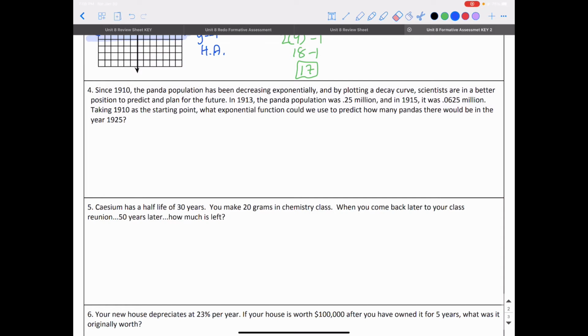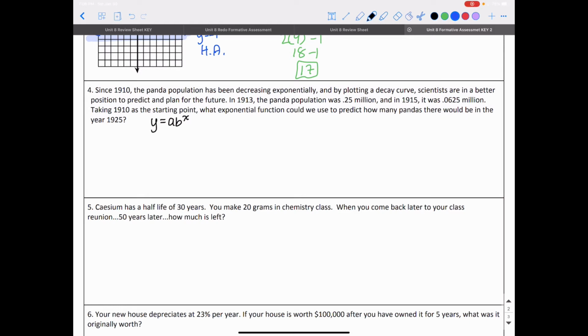I don't actually have to calculate how many pandas there would be in 1925. I just want to know what equation I would use. Before I start, I want to talk about what formula I am going to use for this. I do not see the word compounded, so I know that I'm using the exponential function since this is an exponential situation. I'm using y is equal to a times b to the x power. That's what I'm going to use.